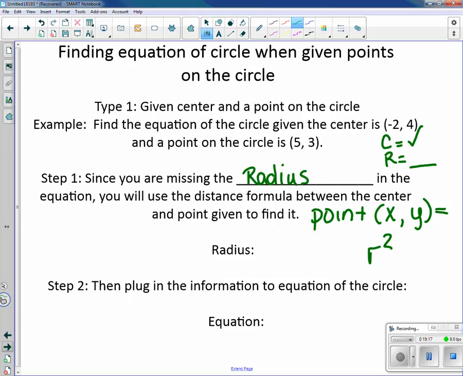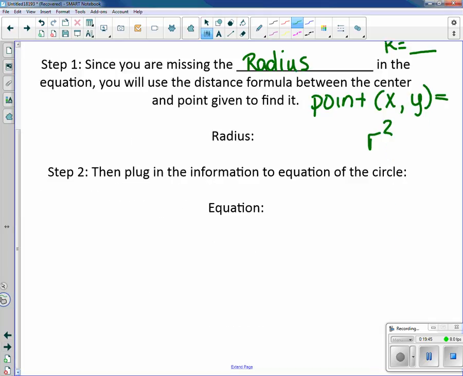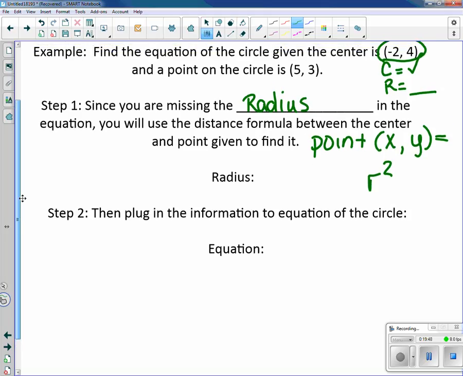Now, I know you're like, what, Miss Nash? I don't get that. Well, guess what? You're about to figure it out now. What is my center? -2, 4. I want you all to, down here, write the equation using the center. You don't have radius, but I want you to write the equation using the center only. So write the equation. You know your center is -2, 4. Write your equation and then just put equals. You're not putting r squared because we don't have that yet.